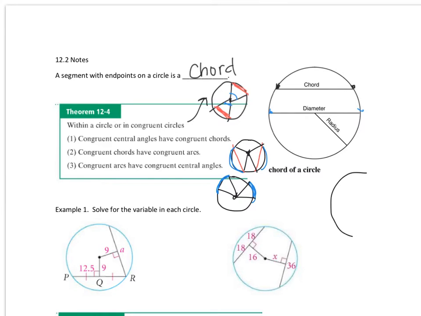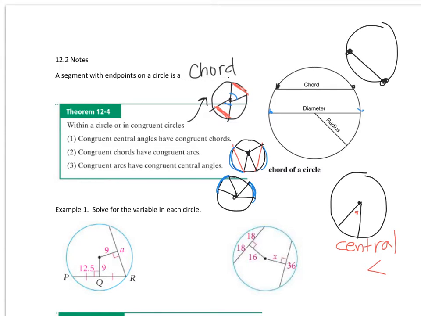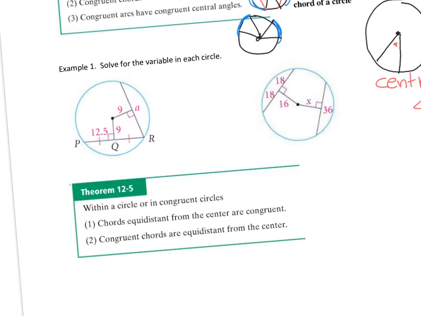So we'll go again with some vocab. A central angle is an angle that is made by the center and radii. This is a central angle. A chord is a segment that connects 2 endpoints on a circle. And an arc is the curvy part of a circle. So we'll use this theorem to answer these questions up here.